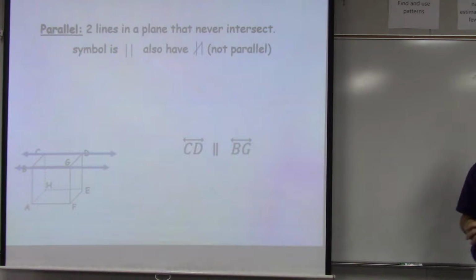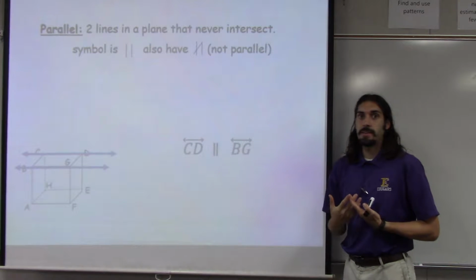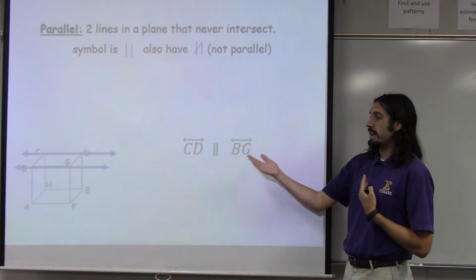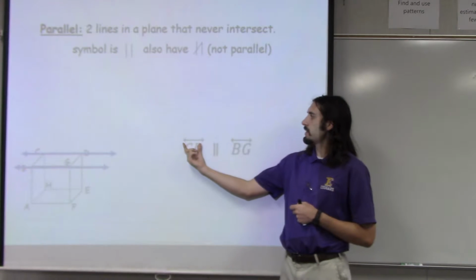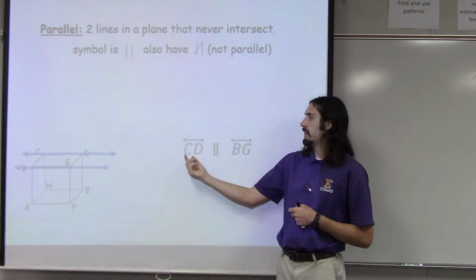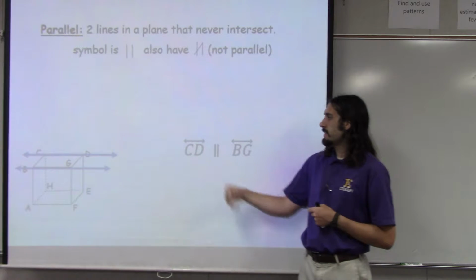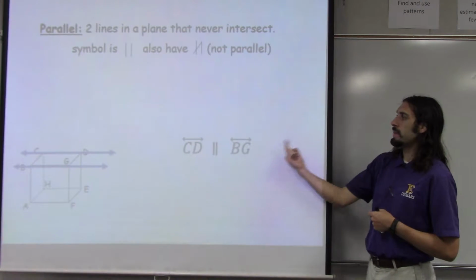Notation-wise, your statement might look something like this. Now yesterday, we just had rays. Now we're referring to lines. So notice that we have arrows on both sides. So line CD is parallel to line BG.